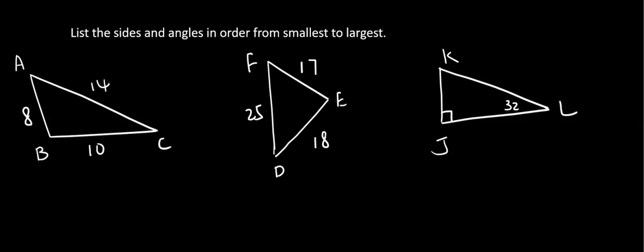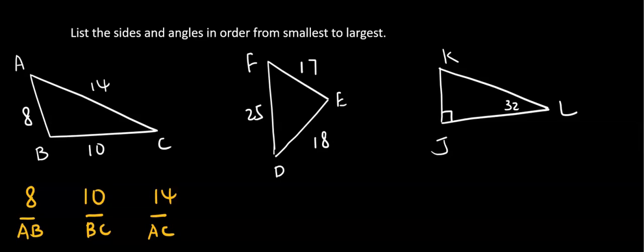14 is the greatest. We list the sides from smallest to largest: 8, 10, 14. Now let's check. 8 is AB, so we're going to write down AB. And 10 is BC, and 14 is AC. Since we're writing the segment, we need to add the bar on top.